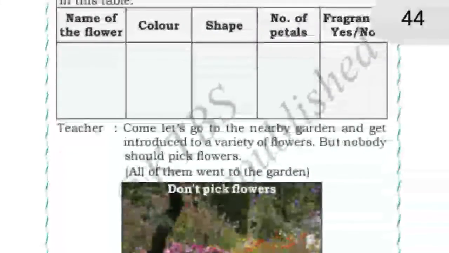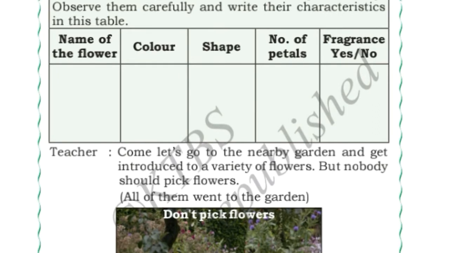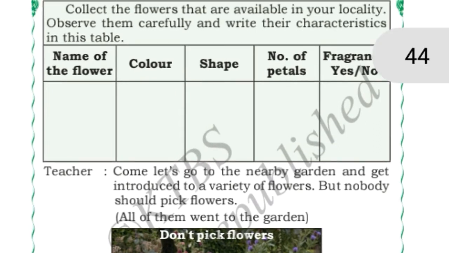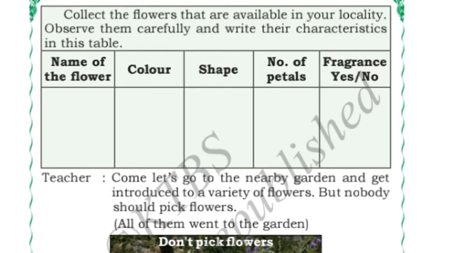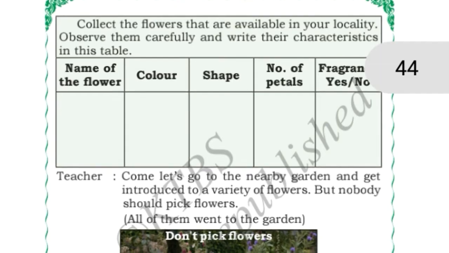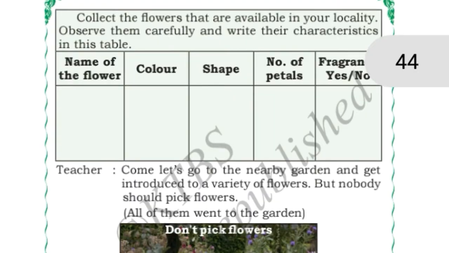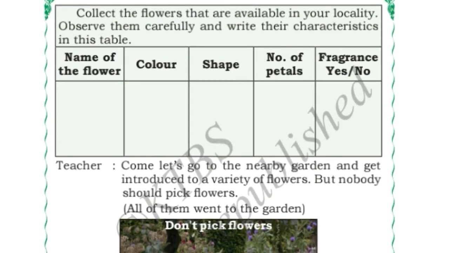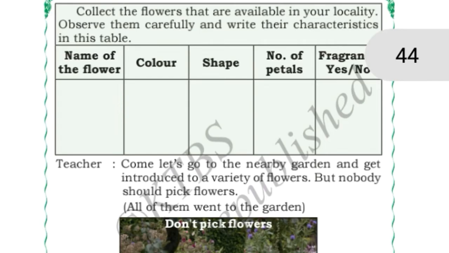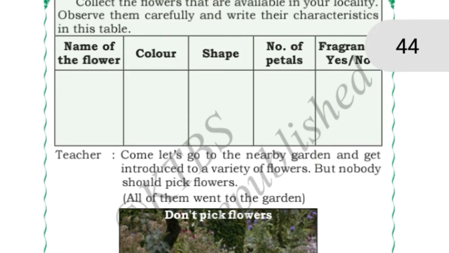Okay. Next, see here, collect the flowers that are available in your locality, observe them carefully and write their characteristics in this table. See children, each flower is different from one another. Its shape, its color and its petals are different, right? Yes, and some of the flowers will have fragrance and some of the flowers will not have fragrance. Here we should write the name of the flowers which are available in your locality, and we have to write the color, shape and petals, number of petals.